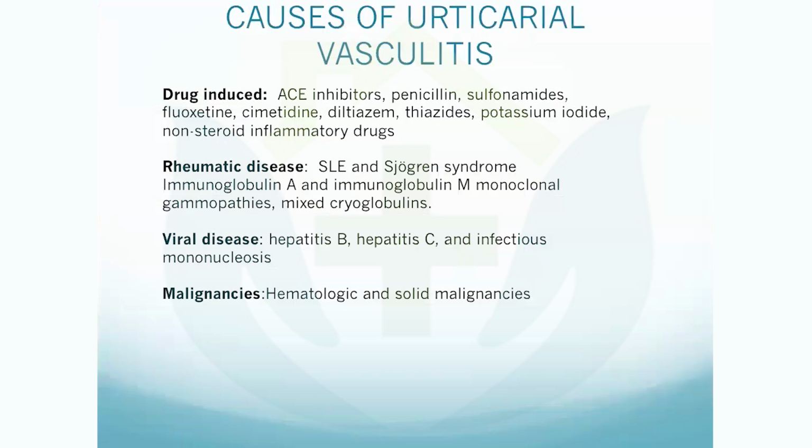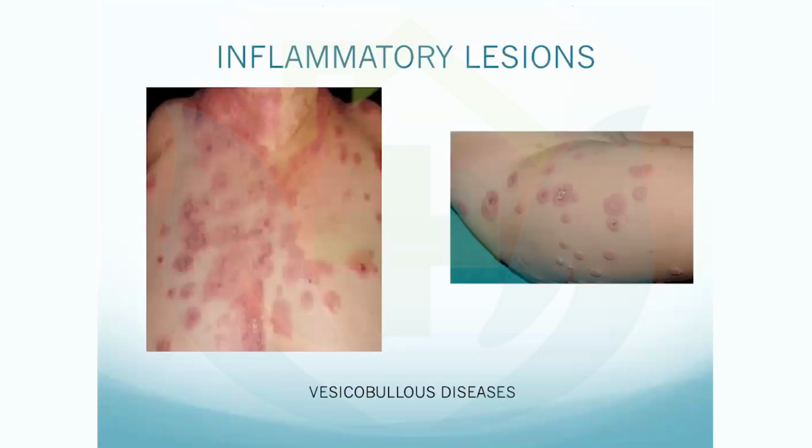Now, you must remember the causes of urticarial vasculitis. Of them, ACE inhibitor is the commonest culprit in our day-to-day practice. So don't forget to ask for a history of ACE inhibitor use in a patient who has refractory urticarial vasculitis lesions. Then rheumatic disease, viral disease, and malignancies can all present with urticarial vasculitic lesions. So at times you have to look for the causes as well.